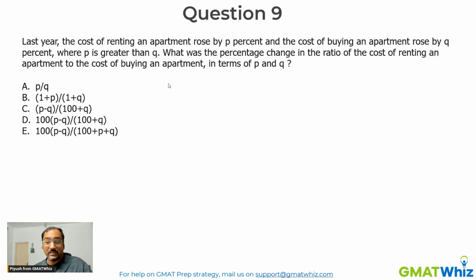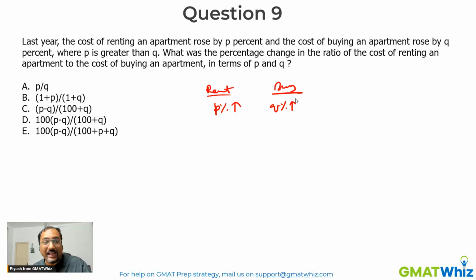Okay. Now, another interesting question. There are two ways to do this. Like, obviously, you can use the variables also. So if I take, and I see the cost of renting an apartment rose by P% and buying an apartment rose by Q%. And I don't know the initial cost of the apartment. So if I don't know the initial cost of the apartment, most likely it doesn't matter. That's what my thought process was. If you want to assume it to be R and B, you can do that. But I don't see any initial cost in the answers.